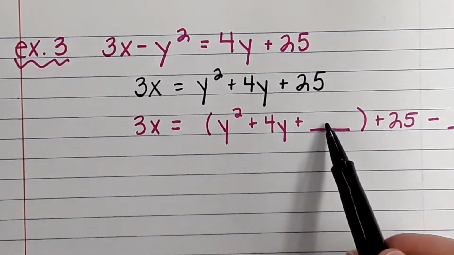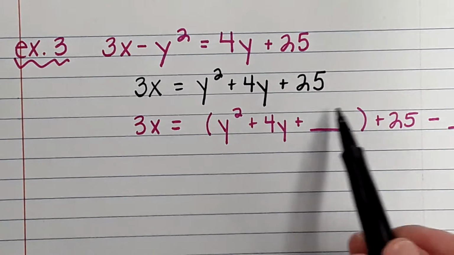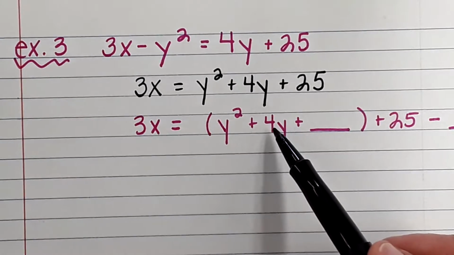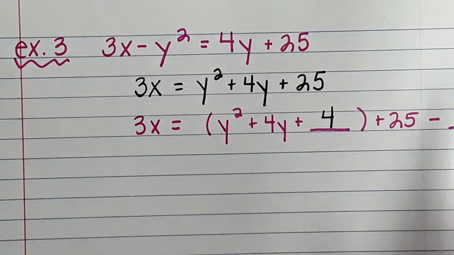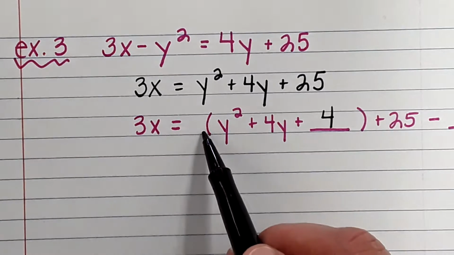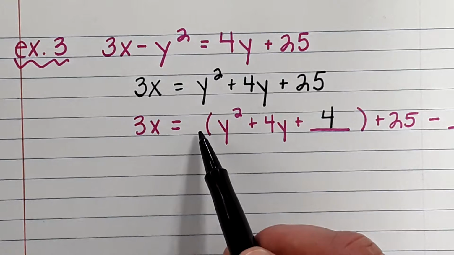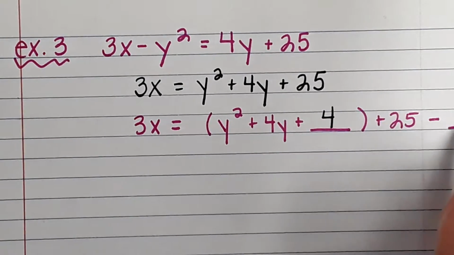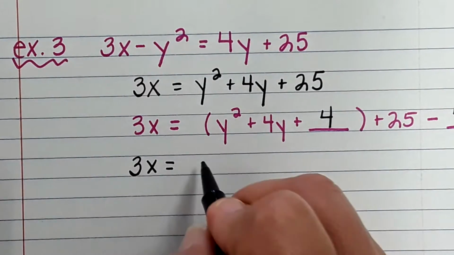Okay, so how do I find this number right here? How do I find this blank? What do I do? What's half of 4? 2 squared is 4. Okay, how do I find this blank? It's the number outside that we took out multiplied by this number. So this is 1. 1 times 4 is 4. Okay. So then we have 3x equals.